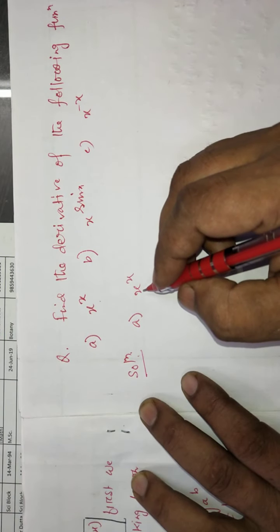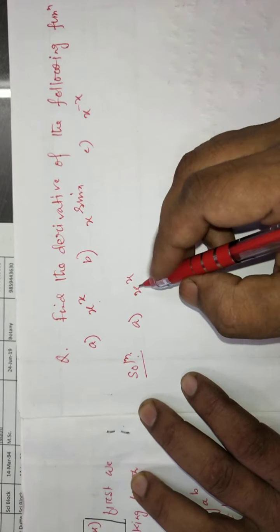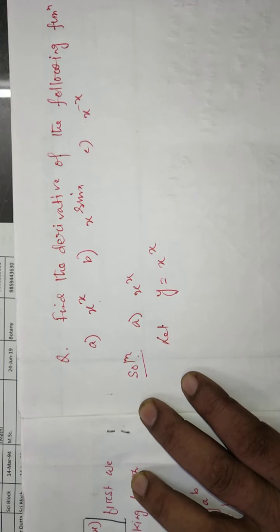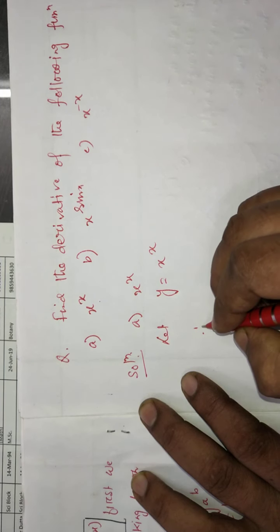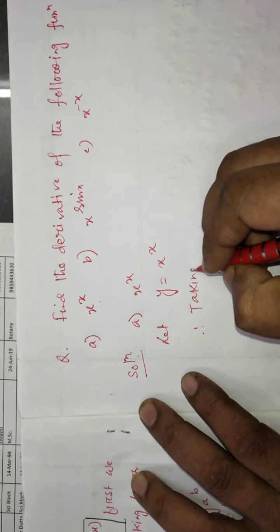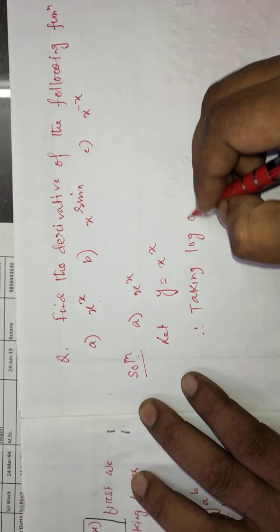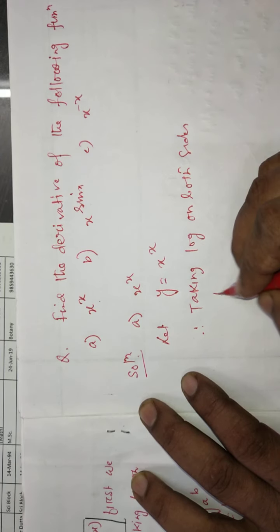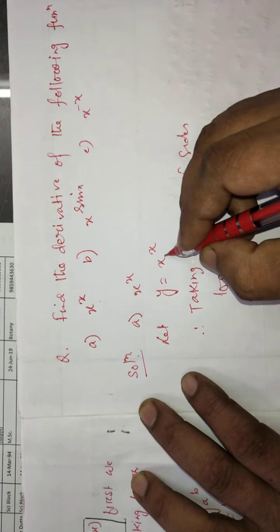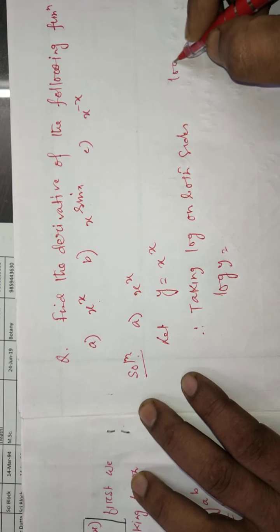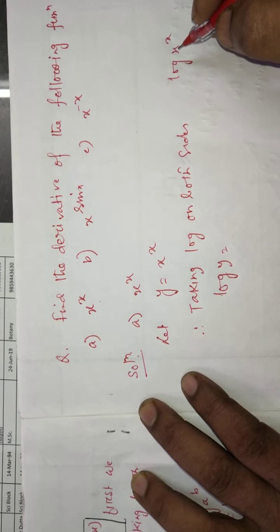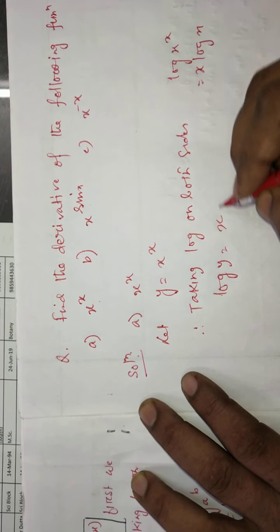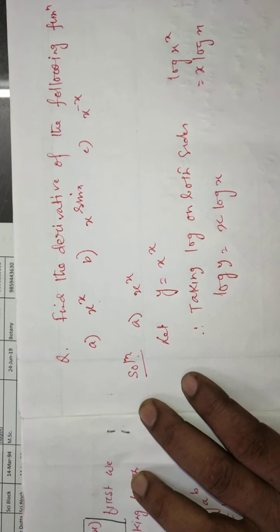Okay. First your aim is to take, this is y. Let y equal to x to the power x. The next step, taking log on both sides. After taking log, what happens? Left hand side becomes log y and right hand side, what will it be? Log x to the power x, which will be x into log x as per the definition of log. So x into log x, I am writing directly.